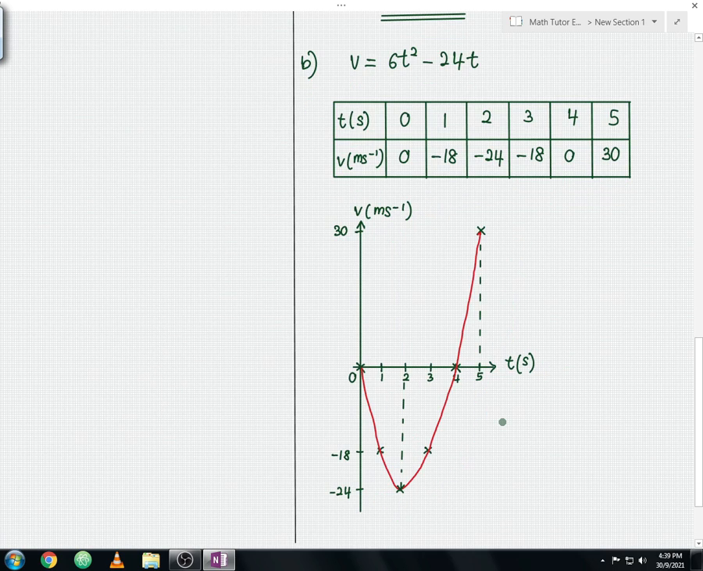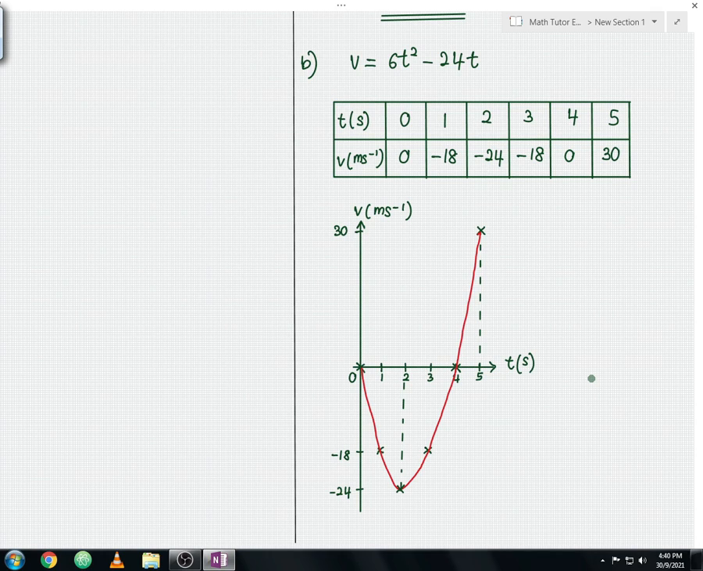So this is the complete sketch of the velocity-time graph. By the way, sorry guys if the graph is not smooth enough. Okay, so we have done with question part B. Let us move on to question B part 1, where we need to calculate the total distance traveled for the first 5 seconds.